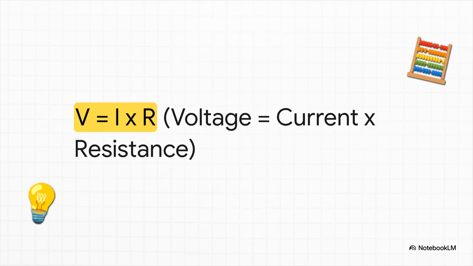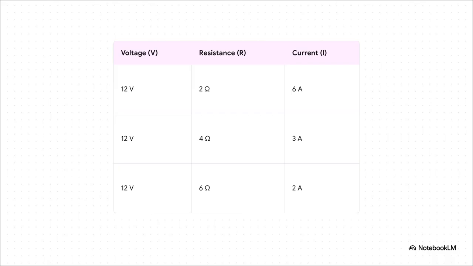And here it is. This little thing is Ohm's law. Voltage equals current times resistance. V equals I times R. It might look simple, but this equation is the foundation for pretty much all circuit design. It tells us that the push, the voltage, is always equal to the flow, the current, multiplied by the opposition, the resistance.